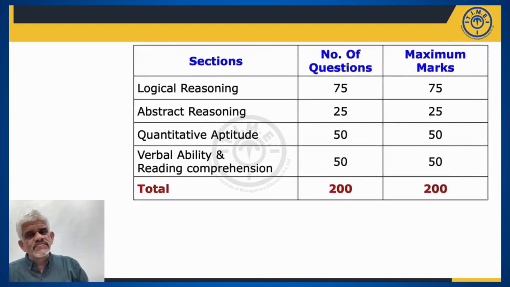As you can see from this table, there was no surprise element as far as paper pattern was concerned, and that was expected as well. Logical reasoning had 75 questions, abstract reasoning 25 questions, quantitative aptitude 50 questions, and verbal ability and reading comprehension 50 questions. So overall it was a 200 question paper and of course 200 marks.